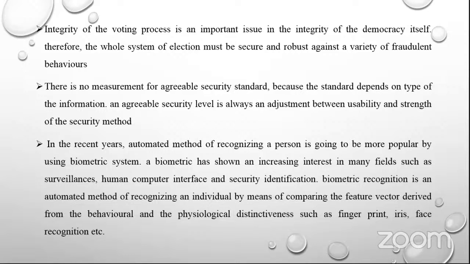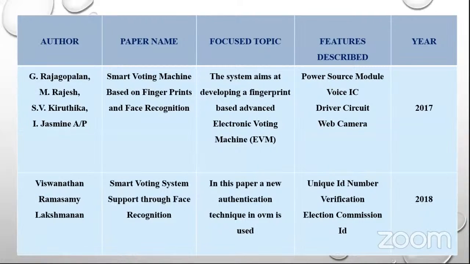Usage of new technology makes the voting process natural. Automated methods of recognizing a person are more popular nowadays. This system offers high security and also increases the voting percentage. Well, coming to the literature survey, the first paper is the smart voting system based on fingerprint and face recognition. In this, the author describes both software and hardware.